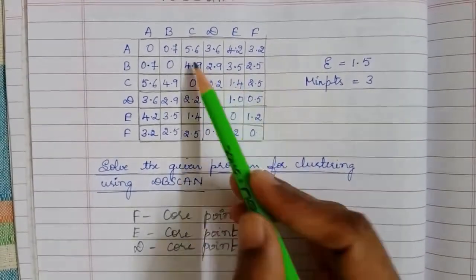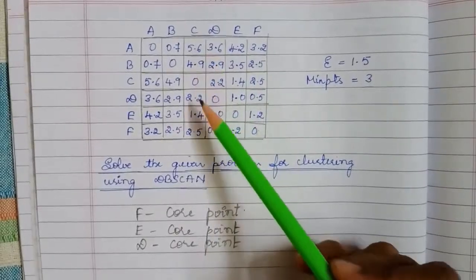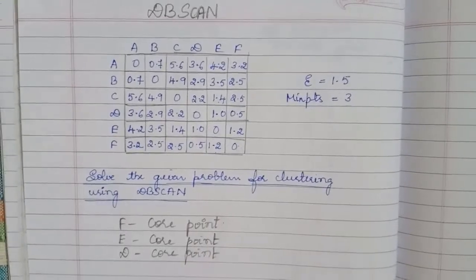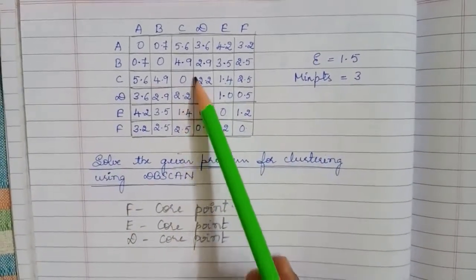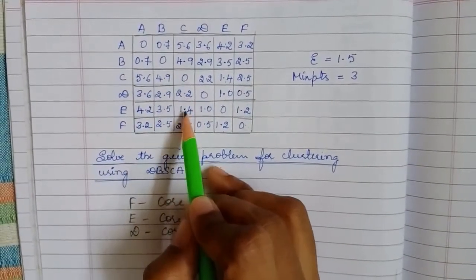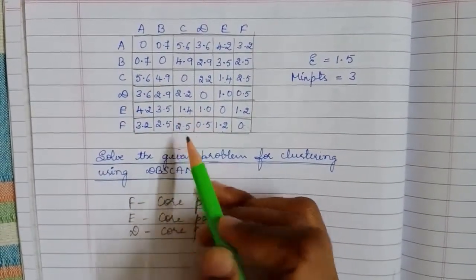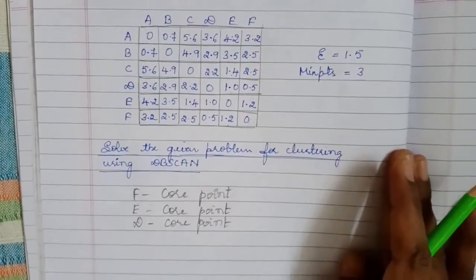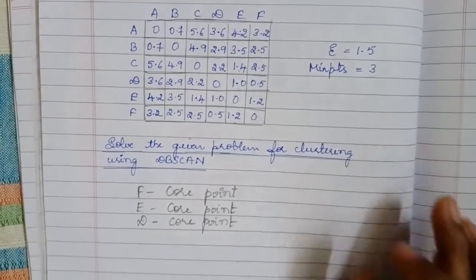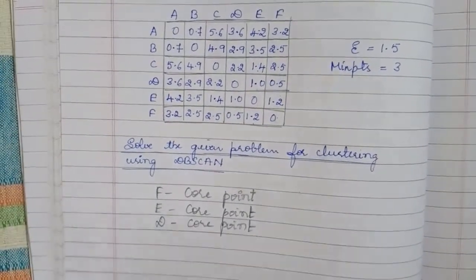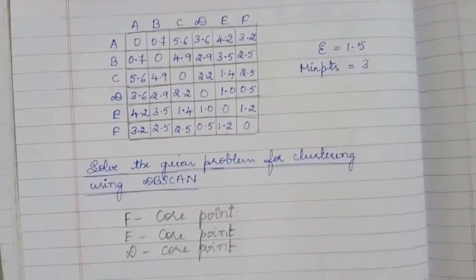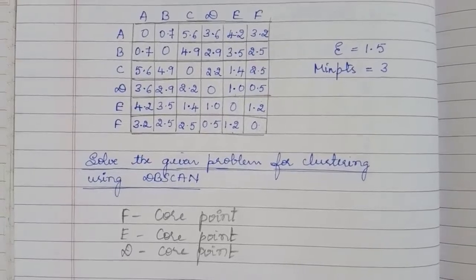Next we will move on to point C. We have only points 1 and 2 which are less than 1.5. We will see whether any of these distances are neighbors to the core points. How do we decide the border point? A border point is a point which doesn't satisfy the minimum points, but it is a neighbor to a core point. So we will check whether C is a border point or a noise point.